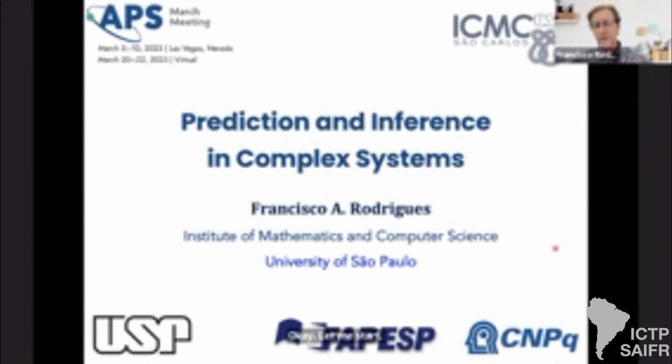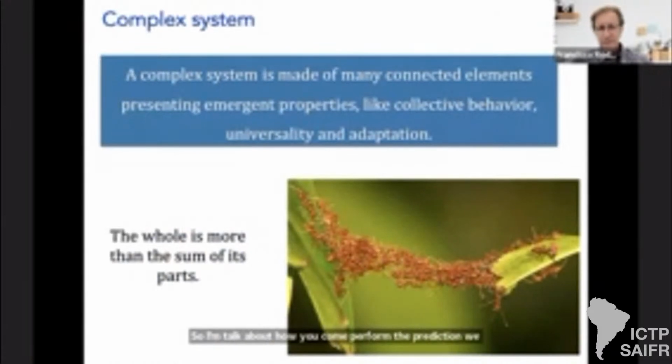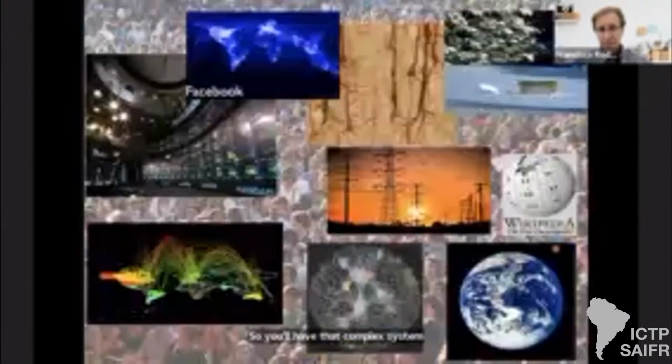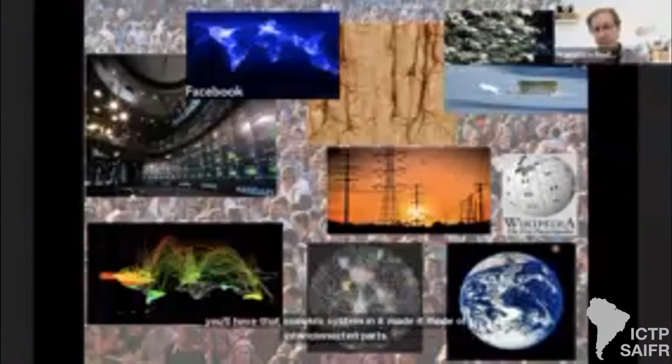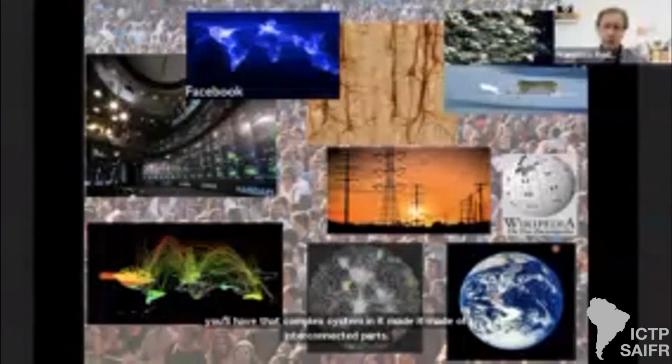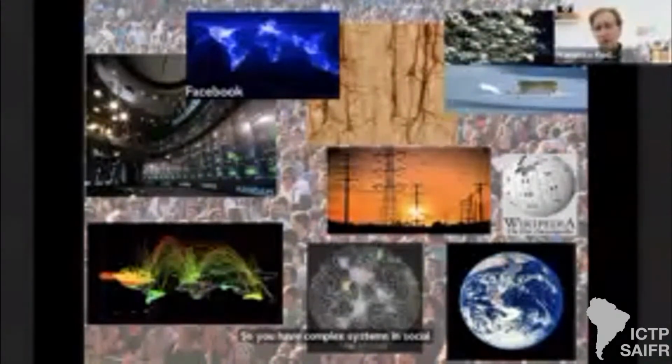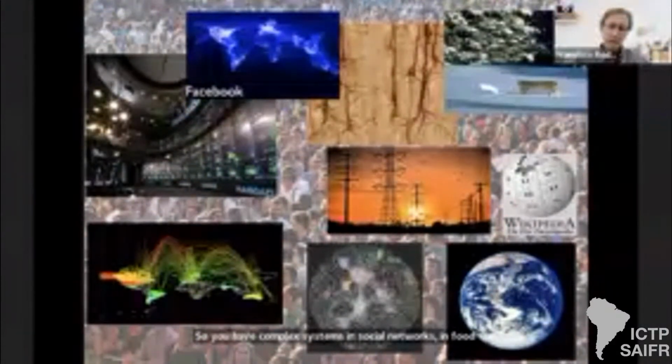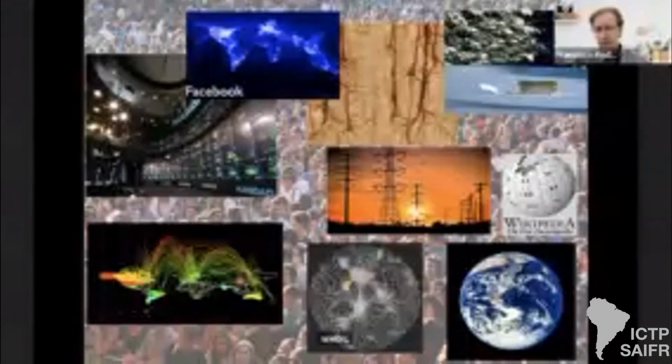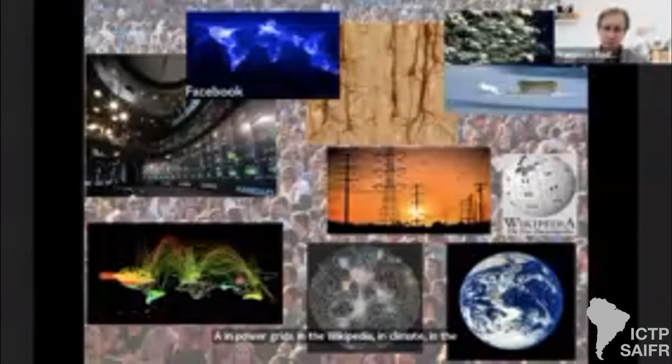So I'm talking about how you can perform prediction and inference in complex systems. You know that a complex system is made of parts that are connected, which causes the phenomenon of emergence. So a complex system is made of interconnected parts. You have complex systems in social networks, in food webs, in power grids, in Wikipedia, in climate, in the internet. So you have complex systems everywhere, okay?